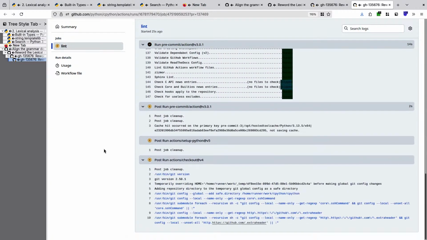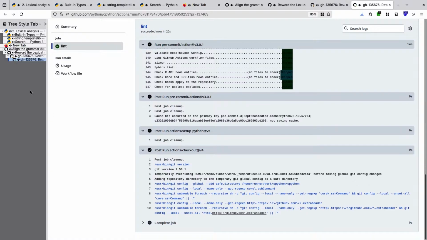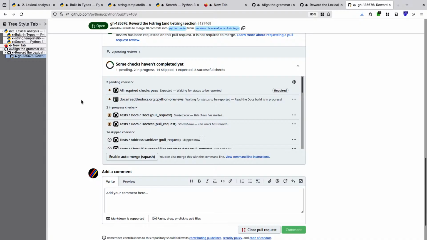Wait, what? No way. Did I write this much restructured text correctly? Must be doing a lot of documentation. Yeah, there was a lot of copy paste. But it is kind of... yeah, it's surprising.